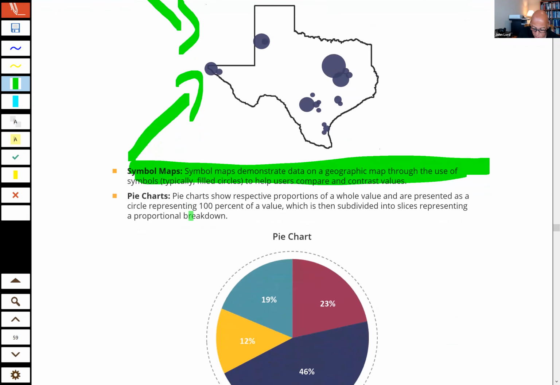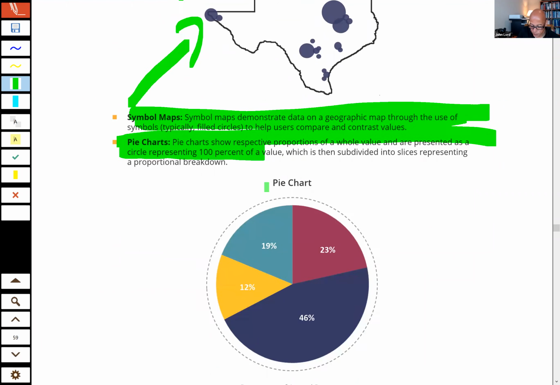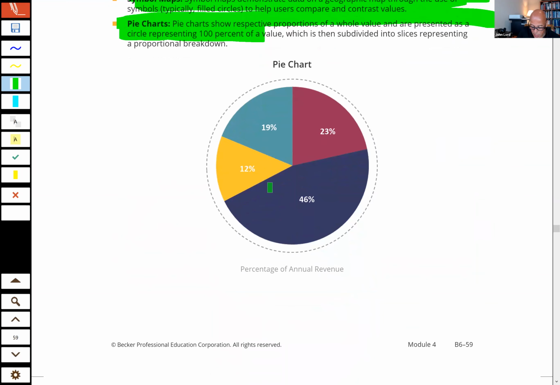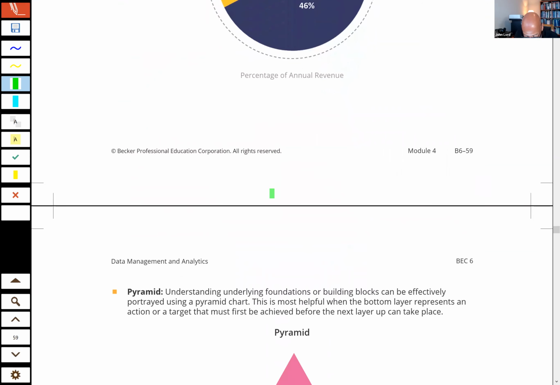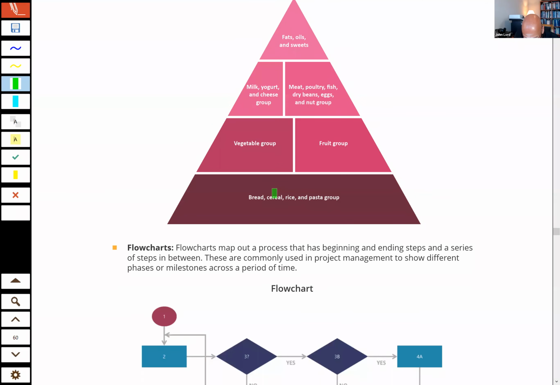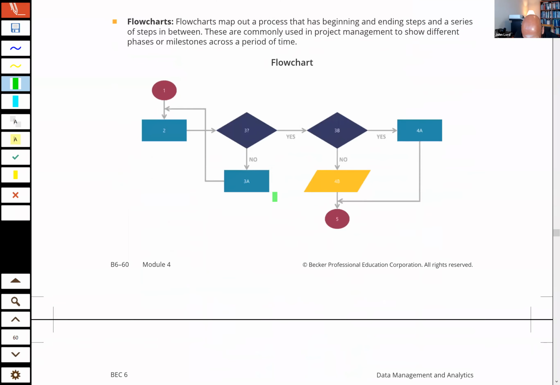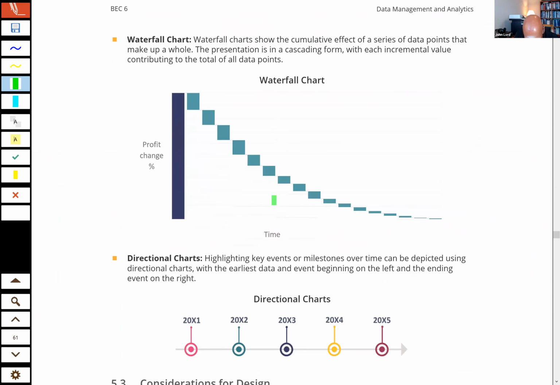And then pie charts will show how different pieces make up the 100%, whatever. Nothing terribly earth-shattering here. In fact, I'm done with this. You can look at this on your own, guys. I'm a little bit bored by this conversation at this point because it's like, okay, no kidding.